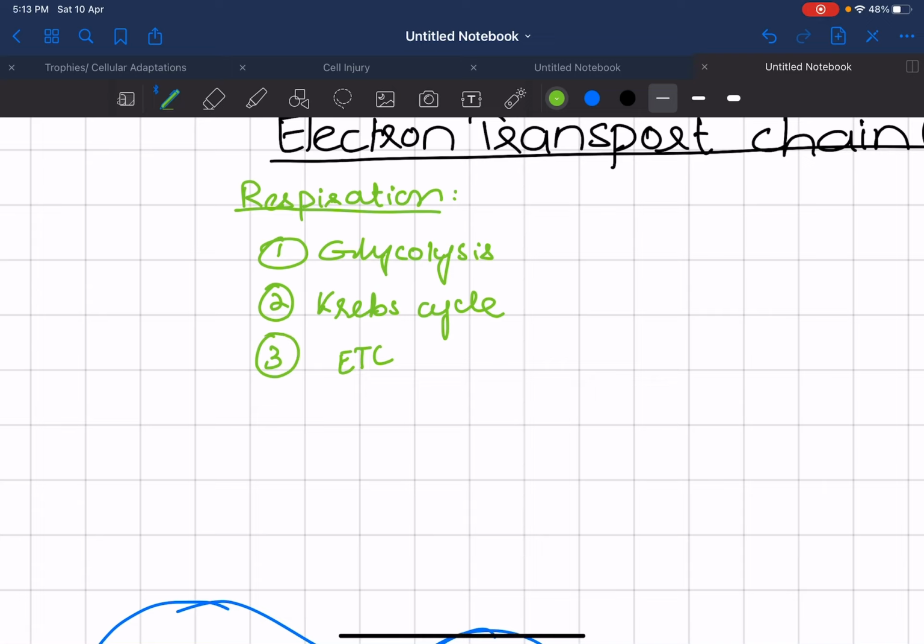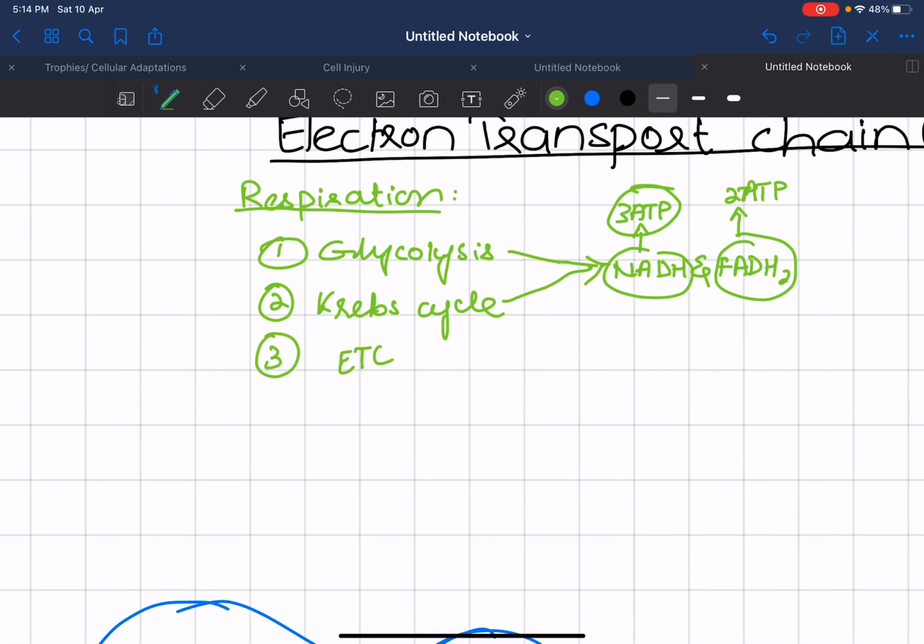So in glycolysis and the Krebs cycle we have the production of NADH and FADH2, right? And why do we say that NADH is producing 3 ATPs while FADH2 is producing 2 ATPs, right? So how are they able to produce the ATP? How are they able to do this energy production? Why are we saying they're producing 3 ATPs and why 2 ATPs? That is basically because these two are being utilized in the electron transport chain, okay?